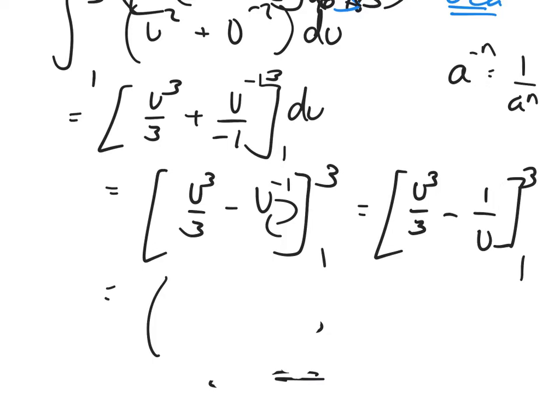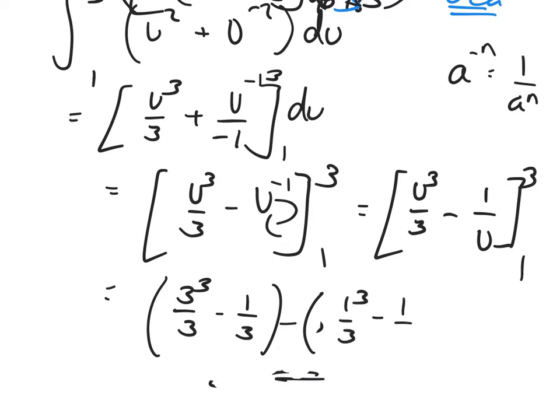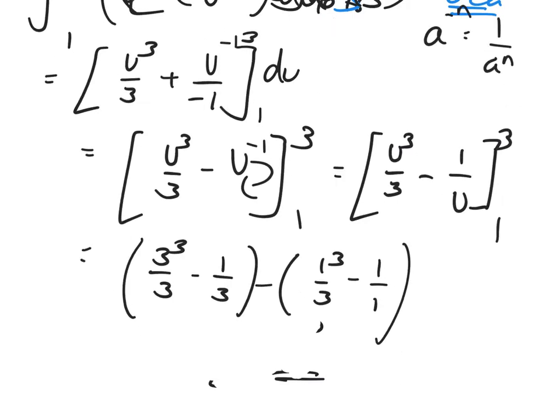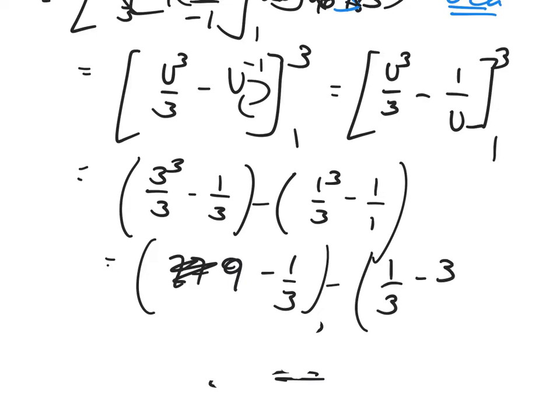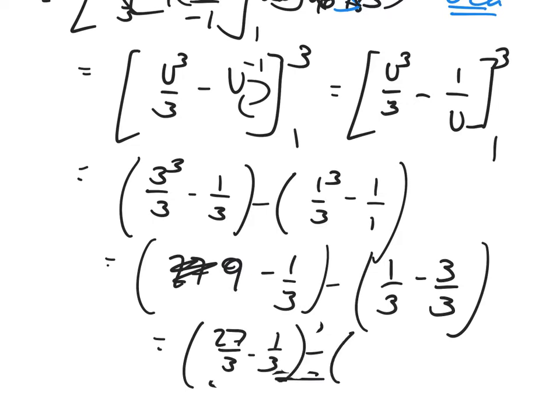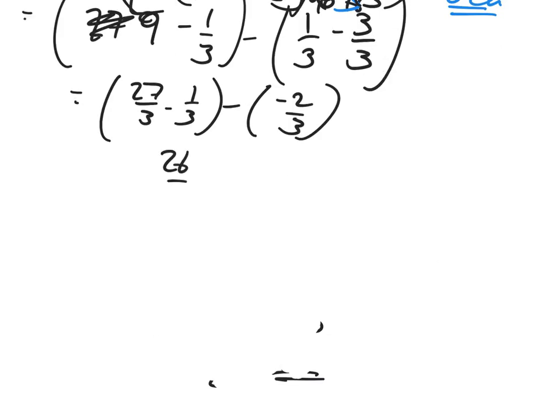I can now make a substitution. So it's going to be 3 cubed over 3 minus 1 over 3 minus open up 1 cubed over 3 minus 1 over 1. Okay, so 3 cubed is 27, 27 over 3 is 9. So that's 9 minus 1/3 in this bracket, minus open up. And that's just a third take away 1, which is 3/3. Okay, so 27 thirds take away 1/3, minus open up 1/3 take away 3/3 is minus 2/3. So that's 26 thirds minus minus 2/3 is 26 thirds plus 2/3. Final answer is 28 thirds.